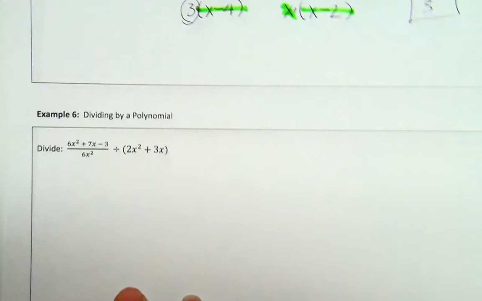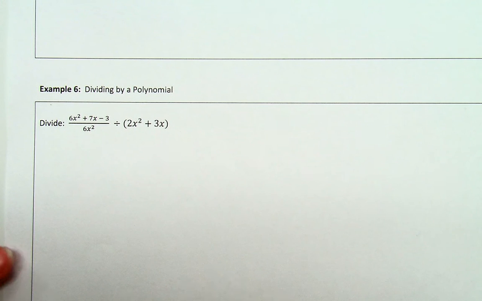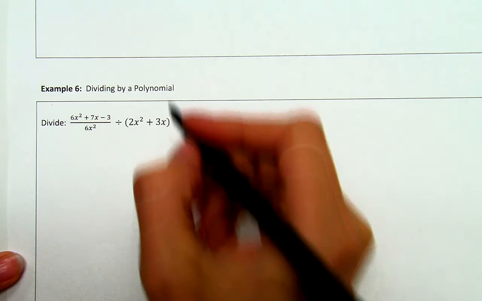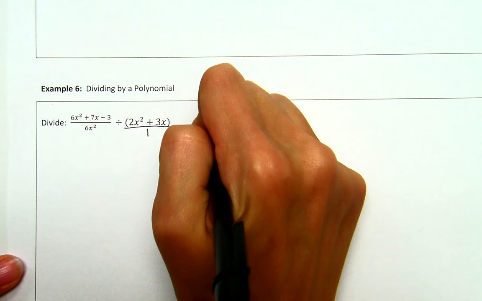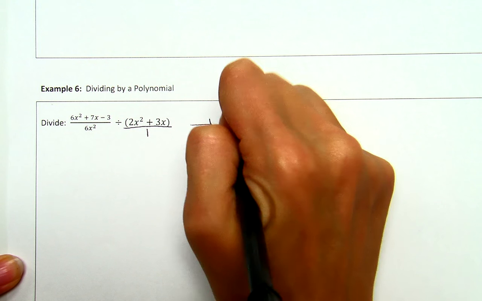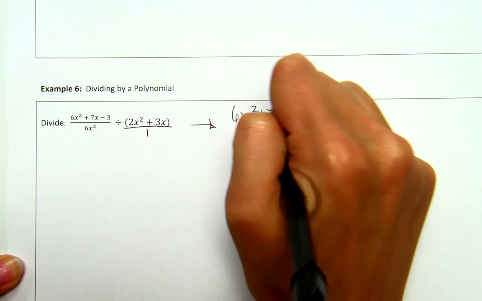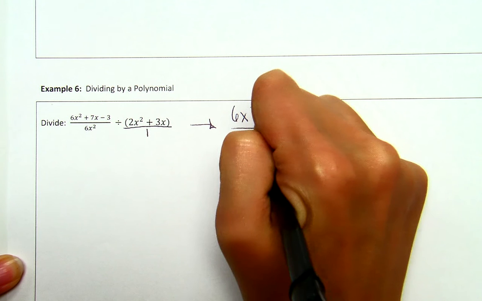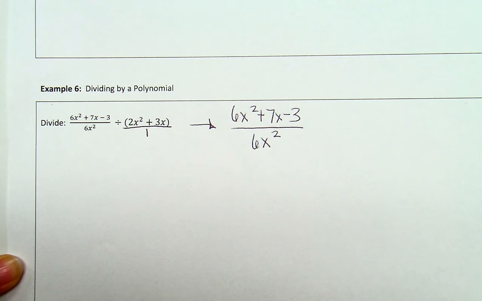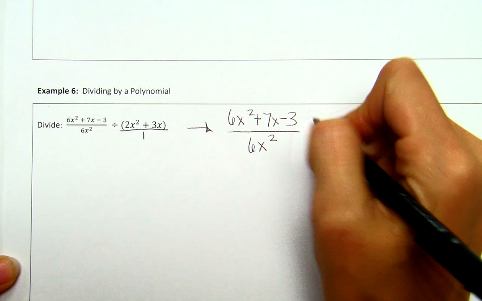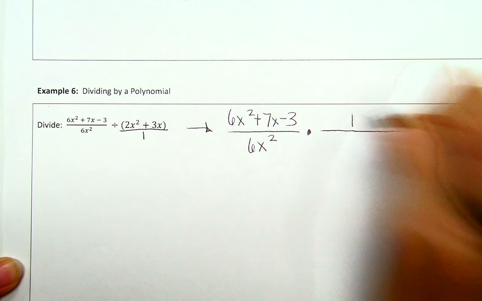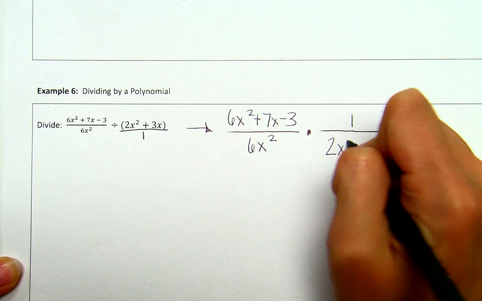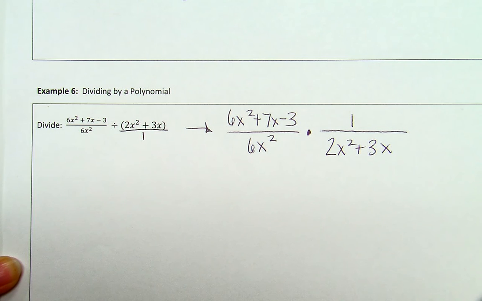Moving on to example 6. Very similar to what we did in the previous example with multiplying. The first thing I'm going to do is take my second expression and put it over 1 so that they're stacked exactly the same. From here, my first expression is going to stay 6x squared plus 7x minus 3 all over 6x squared. When I'm dividing by my second expression, I know I can flip it to the reciprocal, so I'm multiplying it by the 1, which now goes on top, and 2x squared plus 3x goes on bottom.